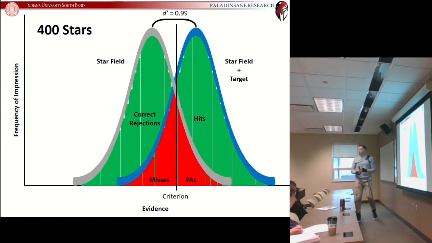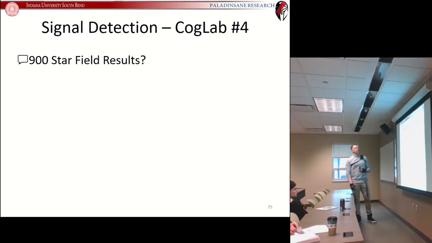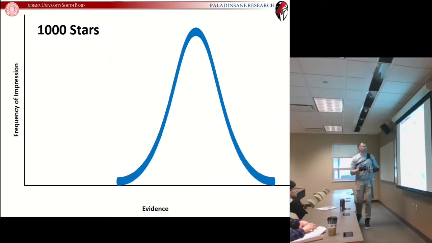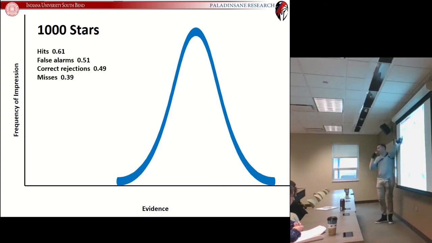And as you can probably predict, it's going to get pretty bad when we get to the 1,000 star field. So let's take a look at that now. No, 900 to 1,000. It's 1,000. I think I double checked it. I lost 100 stars somewhere. All right. So these are our data for the 1,000 star field. We got 61% hits. We got 39% misses.